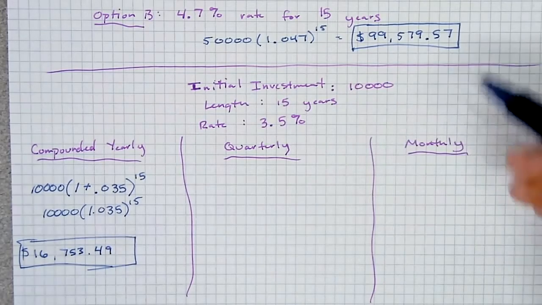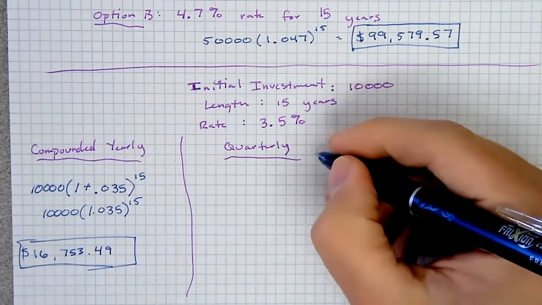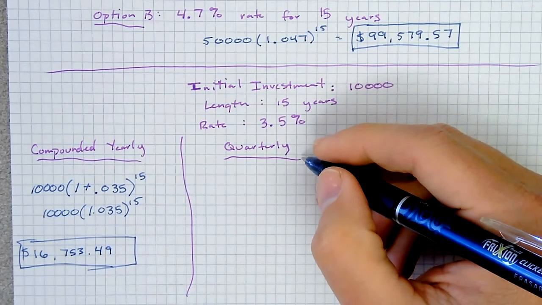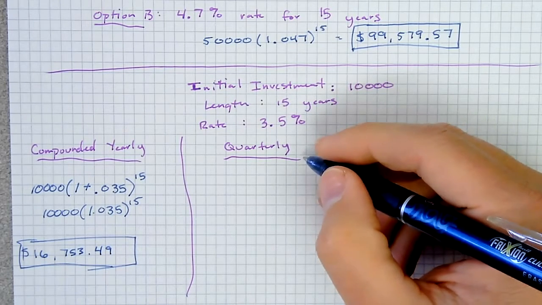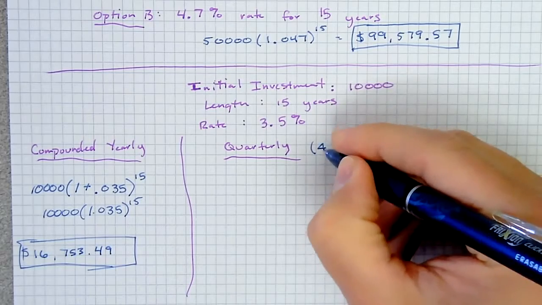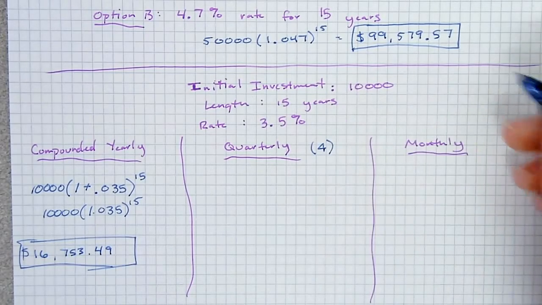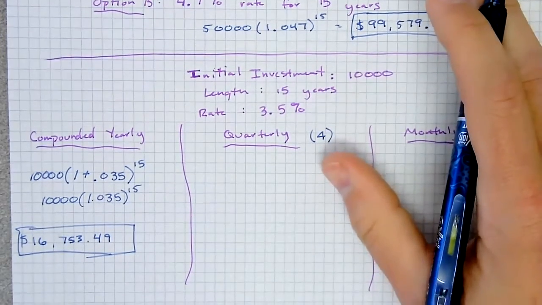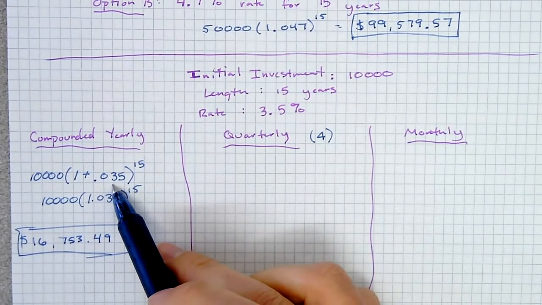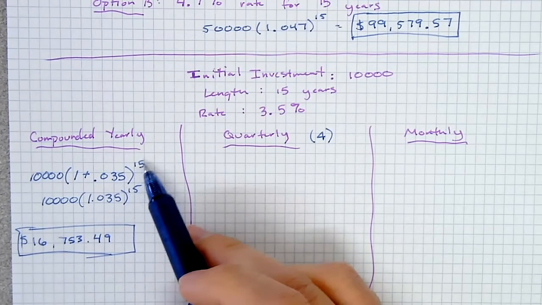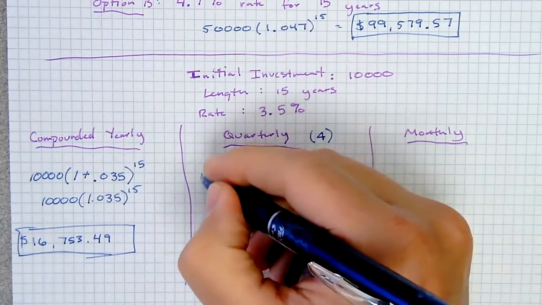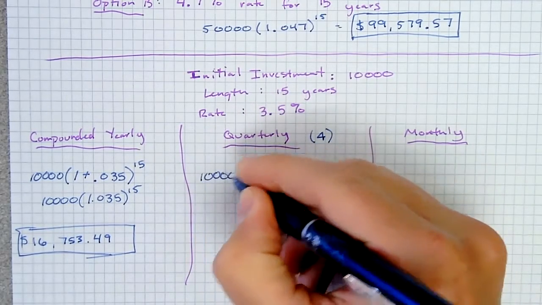Hey, if we're going to compound quarterly, how many times a year is that going to be? Just say it out loud. It's not 4. Thank you. Compounding quarterly means we are compounding 4 times a year. Okay, it means we have to split up our interest rate 4 times over the year. Our initial investment stays the same.